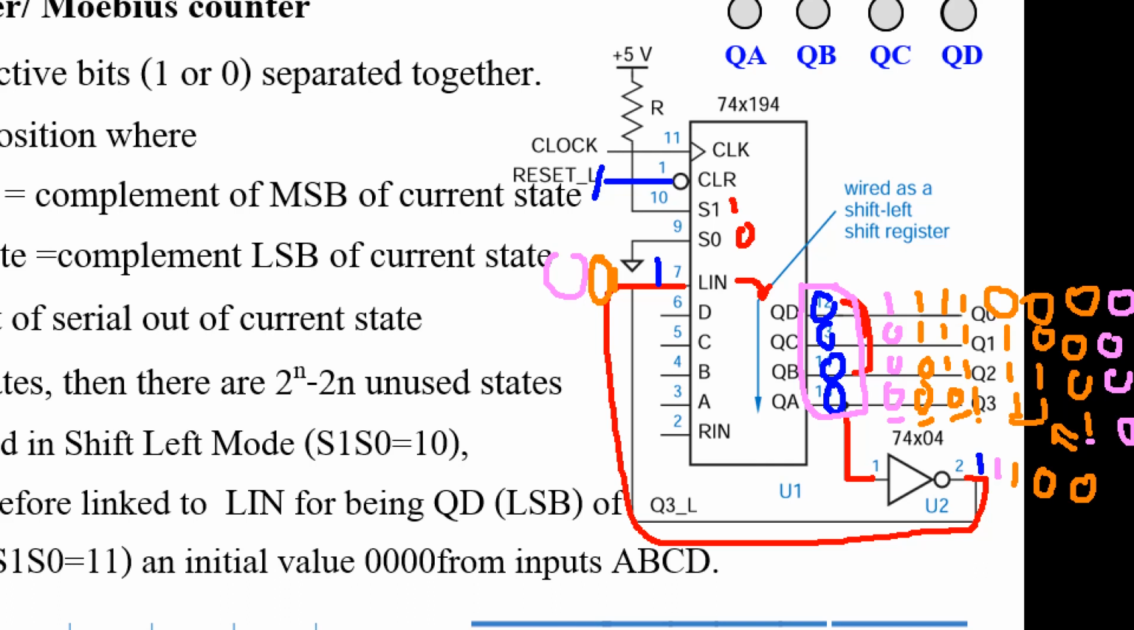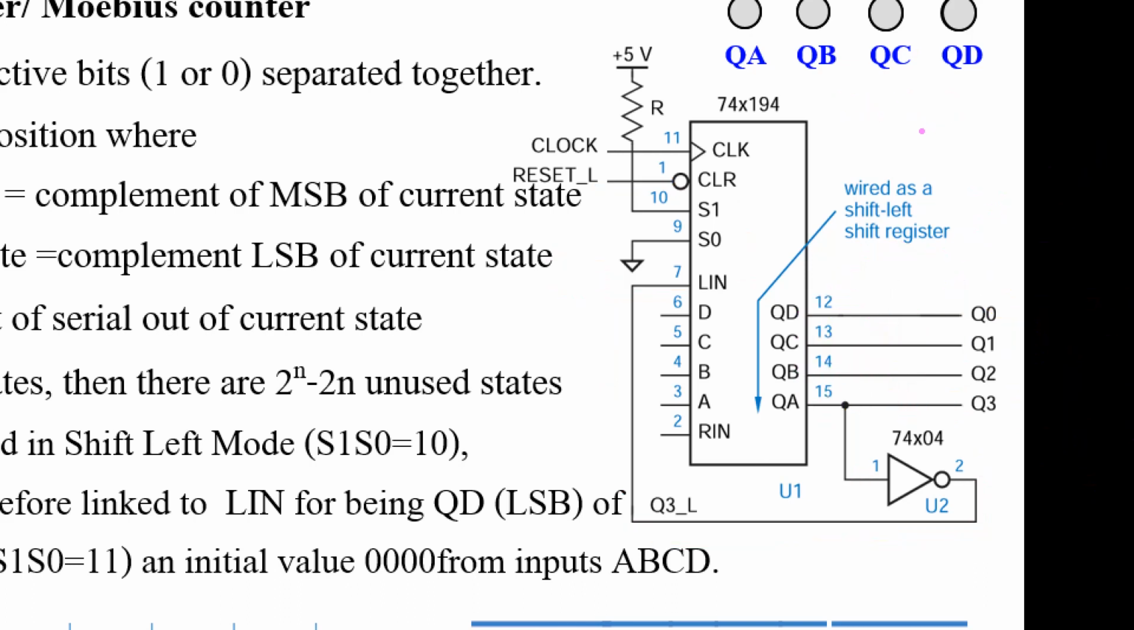Anyway, this circuit has 8 states, right? 1, 2, 3, 4, 5, 6, 7, 8, right? 8 normal states. Okay. And some unused states, for example, 1, 0, 1, 0. If the circuit is lost to some unused state, for example, 1, 0, 1, 0, what happens?